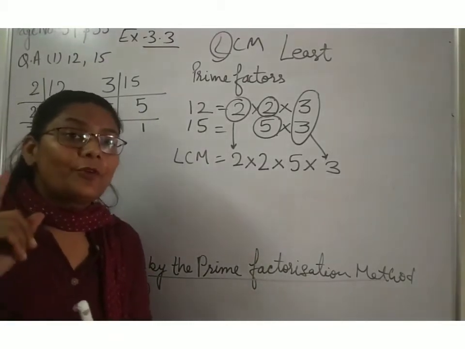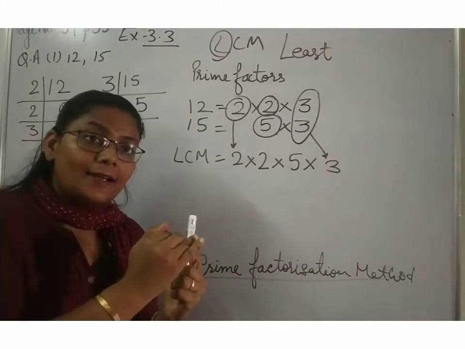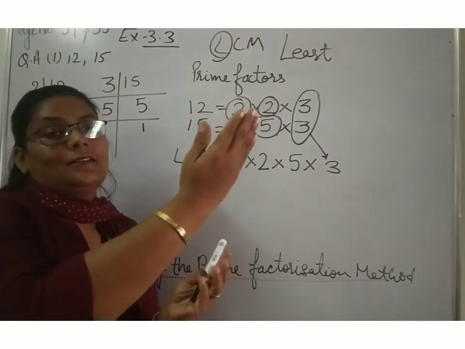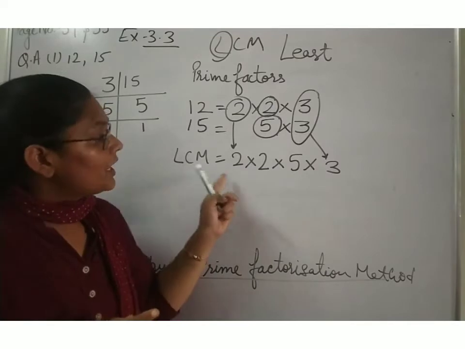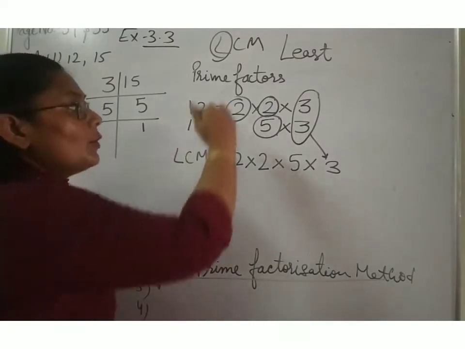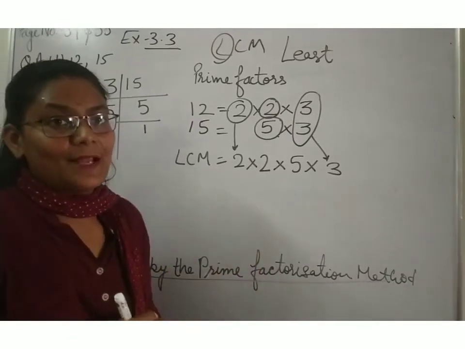In the HCF, what were we doing? There we found the factors and then multiplied the highest common factors. And here, what are we doing? Here we take every least common number. Then we are multiplying. Okay?